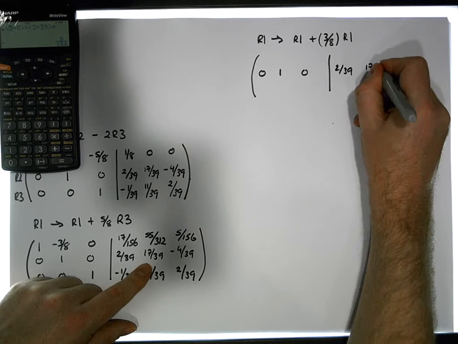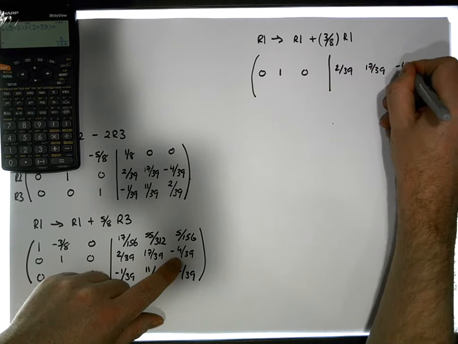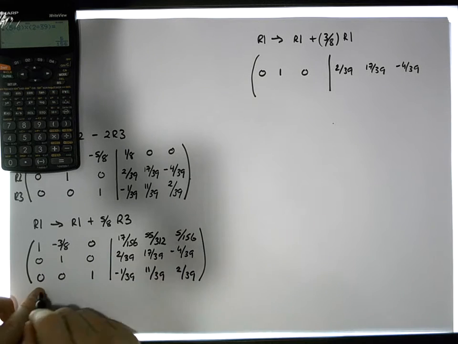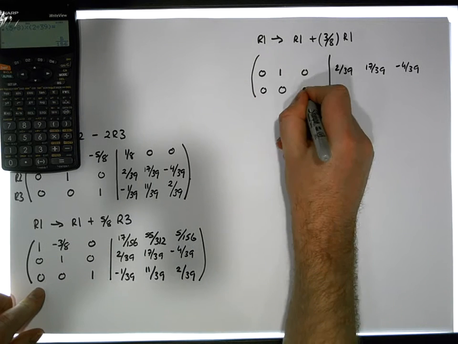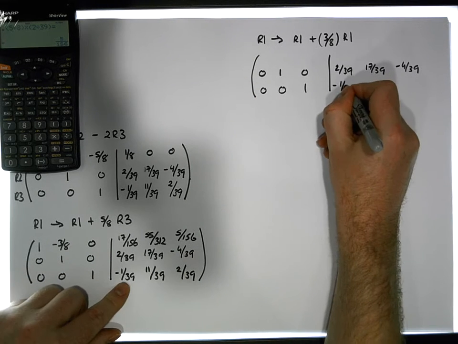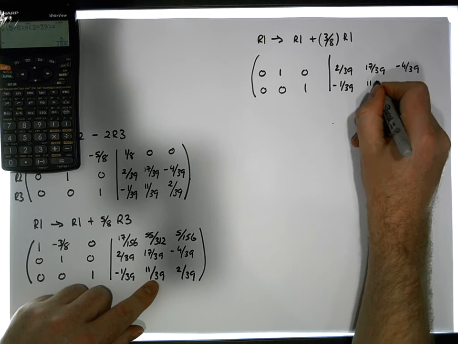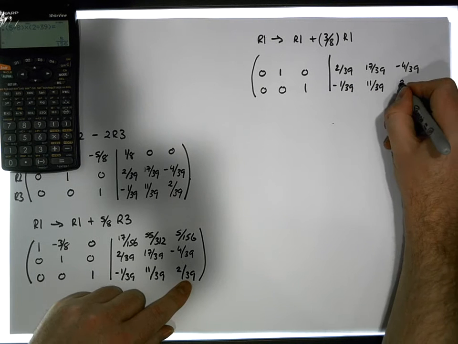17/39 and minus 4/39. Okay. Row 3 remains the same, so it's going to be 0, 0, 1. It's going to be minus 1/39. It's going to be 11/39. Okay. And it's going to be 2/39. Okay, so that remains the same.